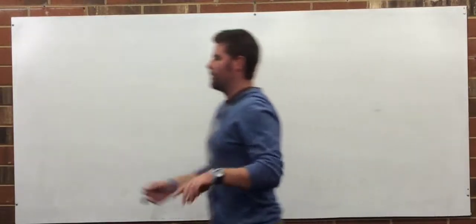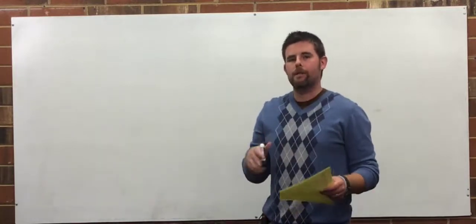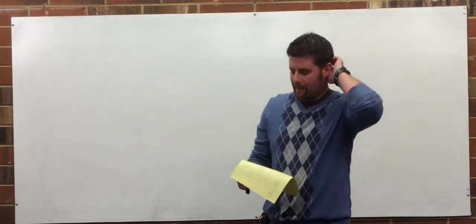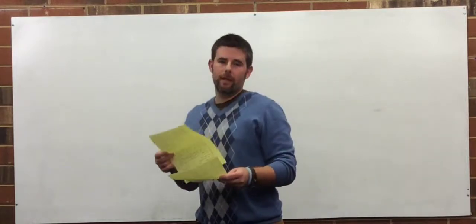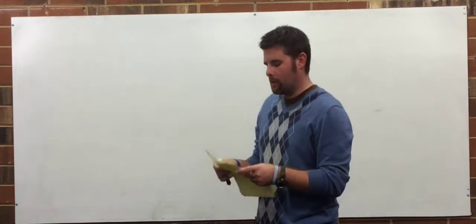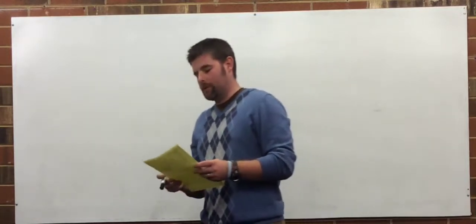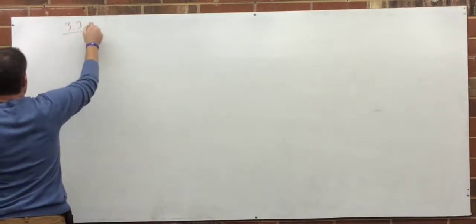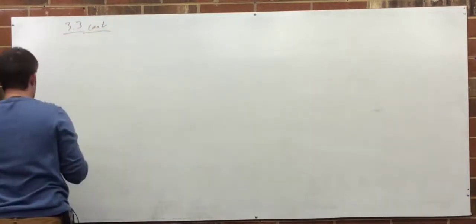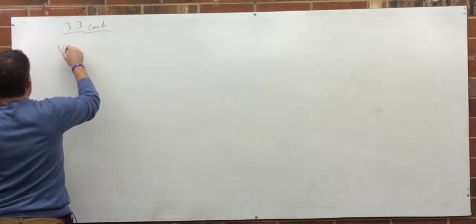Alright guys, we're finishing up 3.3 in this video. It's a real simple concept, looking at variation of signs and using Descartes' rule of signs. Still working with the same stuff, finding zeros and the multiplicity of those zeros. So this is 3.3, continued. Let me give you the idea and then we'll look at a couple of examples.